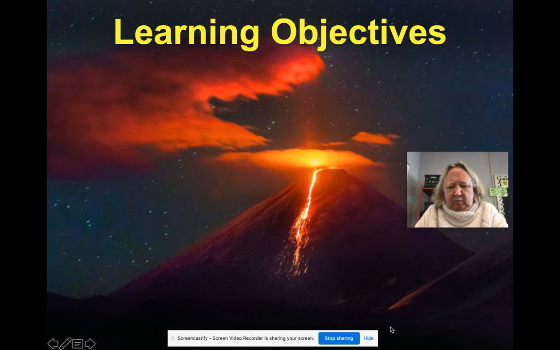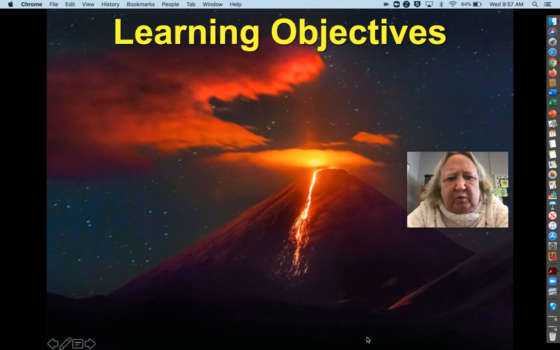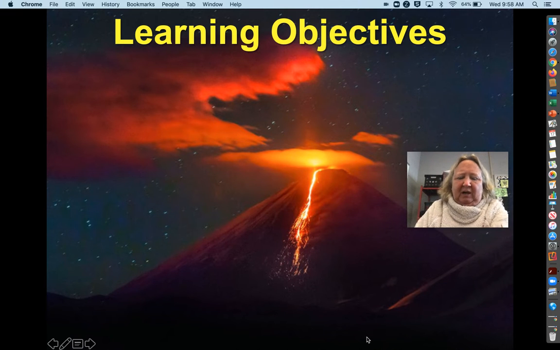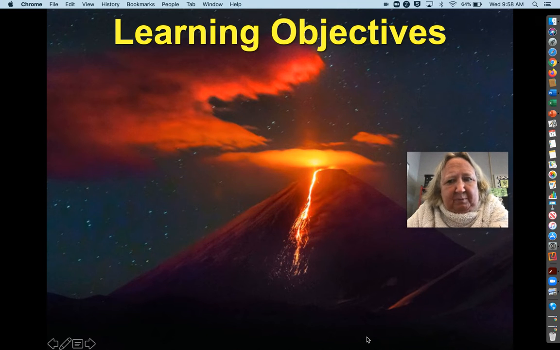Alright, guys, we are diving into the rock cycle this lesson. We started last lesson with minerals and how they form. Remember, three ways. And then we will find that most minerals combine to form rocks. So this lesson is about the rock cycle. Today, what's most important is you will find out three different terms that are very important.